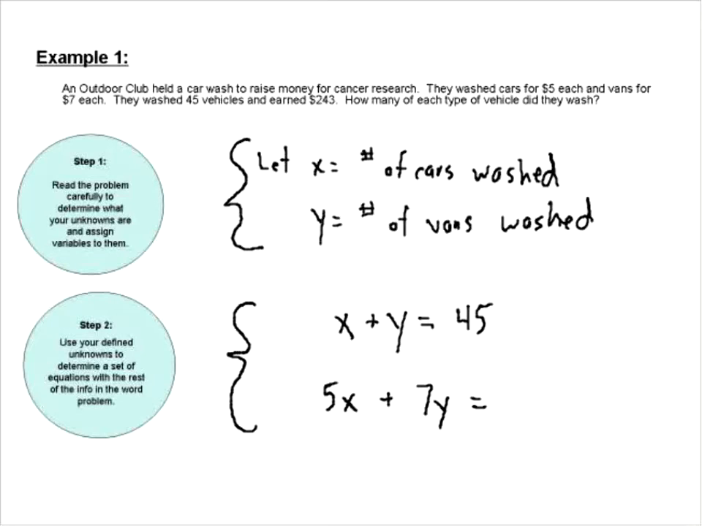Now, what does that whole thing equal? Well, if we take the amount of money you earn from washing cars and the amount of money you earn from washing vans and add them together, the question tells us that we need to have $243. And lo and behold, look at what we have. We have two equations, two unknowns. We can now solve our system of equations. But for right now, we're not going to solve the system of equations. We're going to worry about that a little bit later.